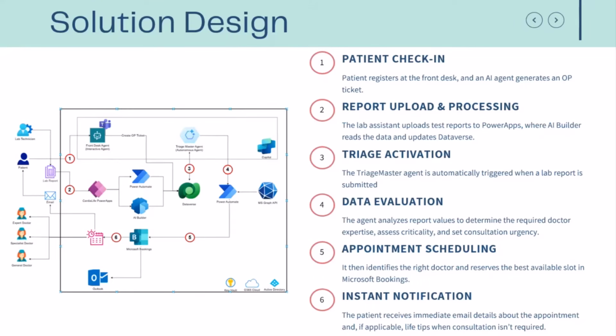So how we try to use AI and Power Platform to reduce the issues that we mentioned before. You can see on the left side there are three personas. One is a patient, then there is a lab technician, and there are a set of doctors who are expert, specialist, and general. So the idea here, the patient will register using an interactive Copilot agent.